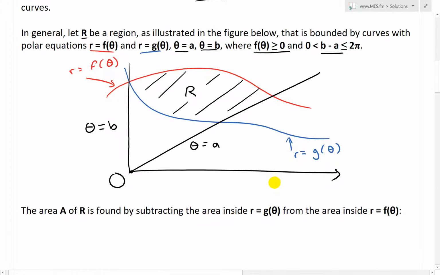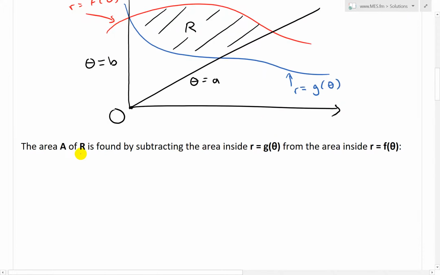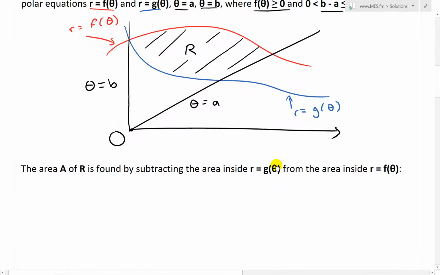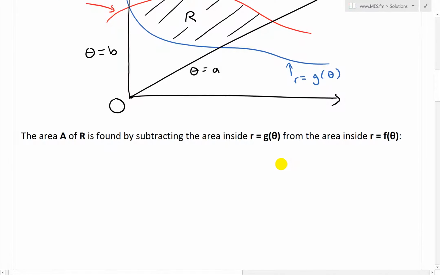So now if we want to determine the area, the area of R is found by subtracting the area inside r equals g of theta from the area inside r equals f of theta. So we want to subtract this overall region across here from the overall one all the way across like this in the red one. I just erased those little lines so you get the picture.